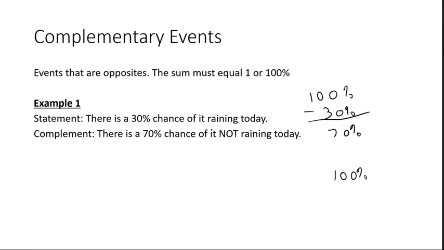So one of those two things will happen, right? It's going to rain or not rain. So if you add those complements together, it must always equal 100% or 1, because those are the only two things that could happen.